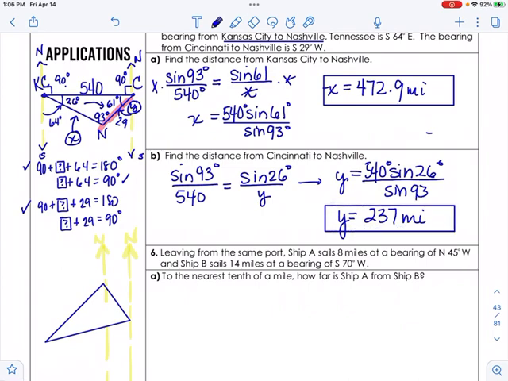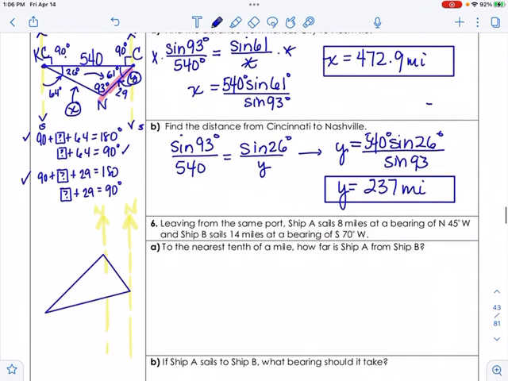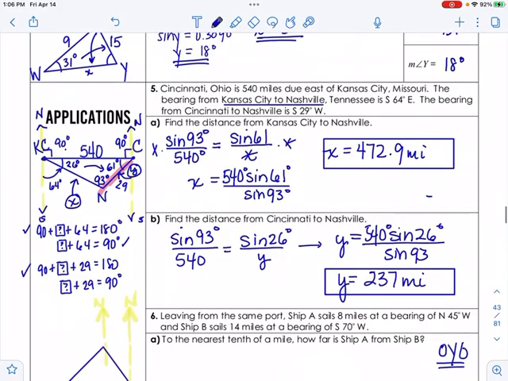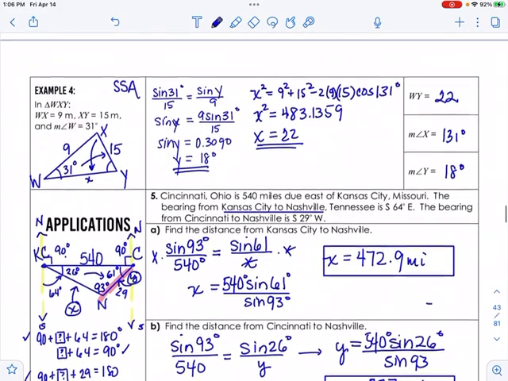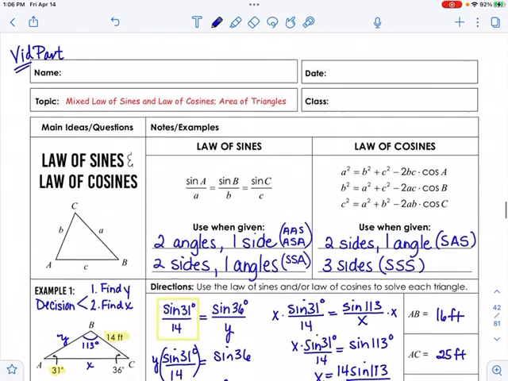All right, now, the last one I should actually let you do a little bit of work with. You can leave the same port, ship A sails 8 miles at a bearing of north 45 degrees west. So in setting these up, this would be a good one on your own to think about and complete. So I'm going to let you go here on part 2, and I'm going to let the students in the classroom. So you guys have a great day, and I'll see you when I see you.